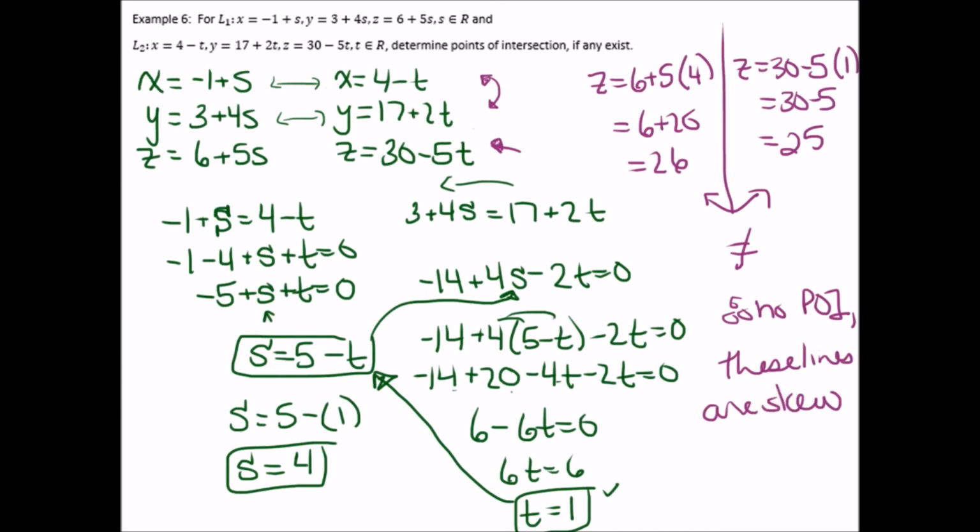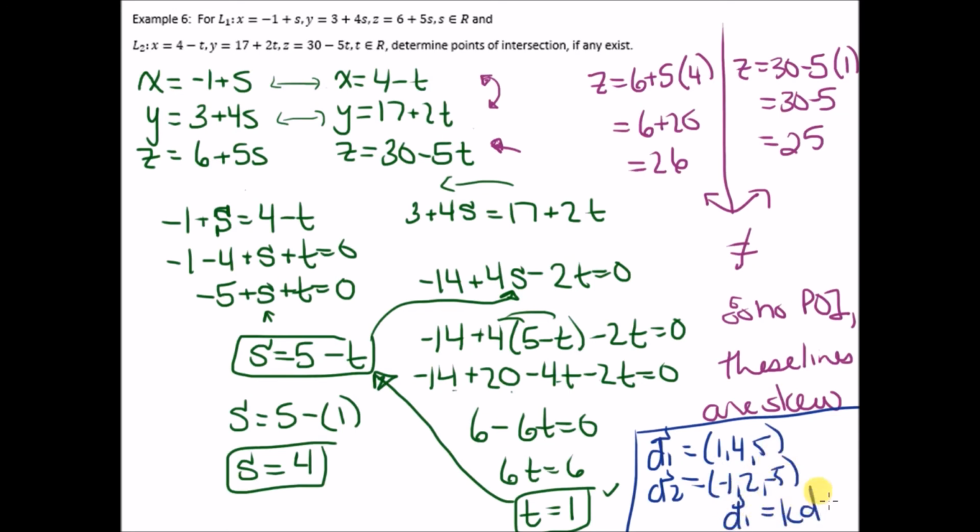Okay, and just to recap, we know that they're not parallel because D1 was (1, 4, 5) and D2 was (-1, 2, -5). So D1 is not a multiple of D2. So we knew that they weren't parallel or coincident, where they lie on top of one another, so they are indeed skew.